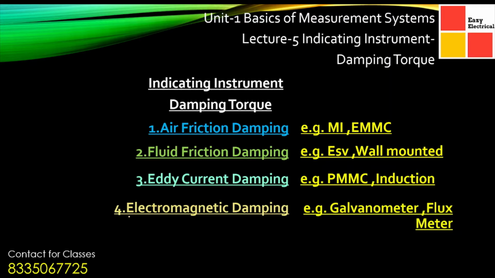So in certain examinations they ask this type of question: in an MI type instrument, what type of damping do you see, and in an electrostatic voltmeter or wall mounted or panel mounted type instrument, what type of fluid friction damping do you see? These are the short questions that are basically asked in SSC JEE examinations, so we are basically taking care of that part only.